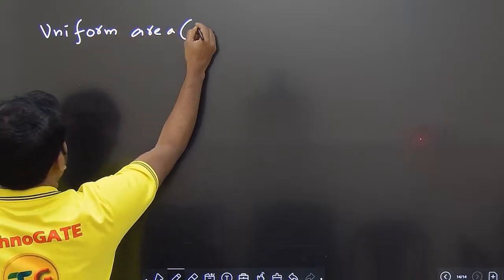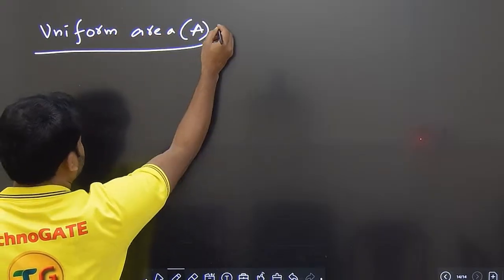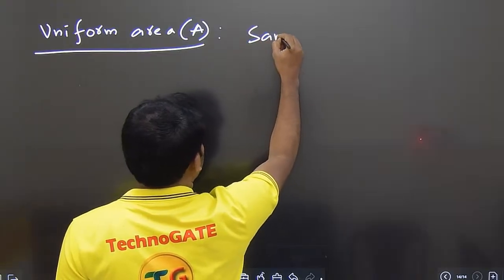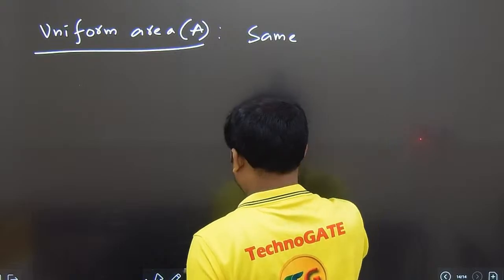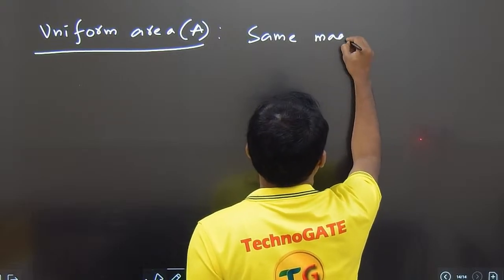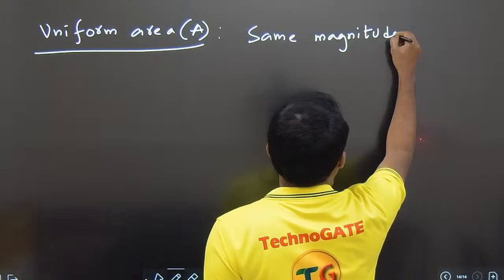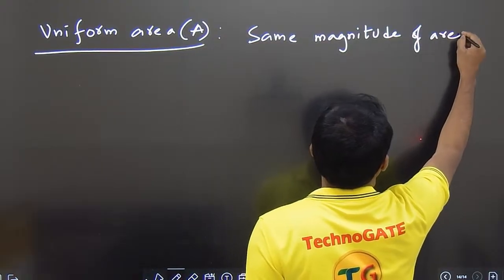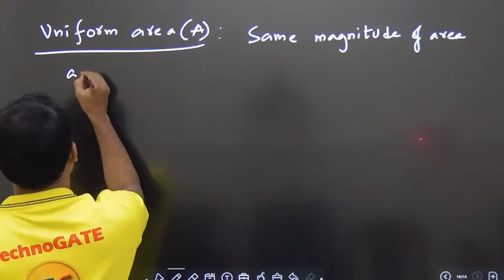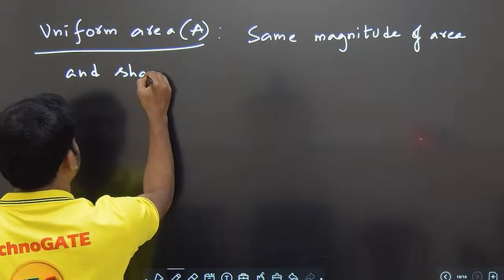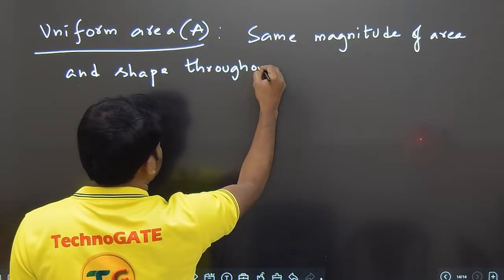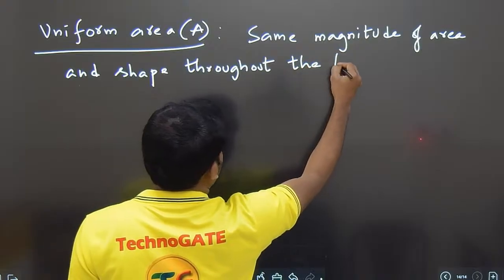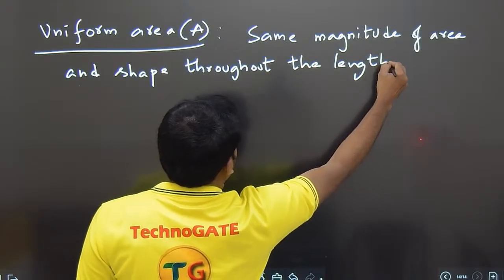area, let us take uniform area as A. It means the same area and shape, the same magnitude of area and shape, throughout the length of the member. Clear?